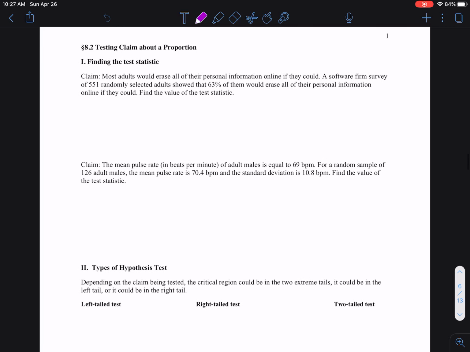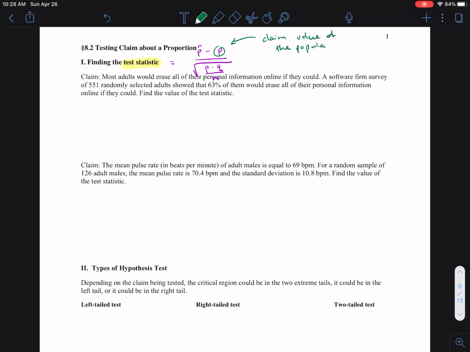So for proportion, the test statistic formula is going to be equal to this formula. We take the sample proportion p hat minus the claim value p, and then divide that by the square root of p times q over n. Usually p here is the claim value of the population parameter, and the denominator is the standard deviation of the sampling distribution of the sample proportion. Okay, so that's the formula.